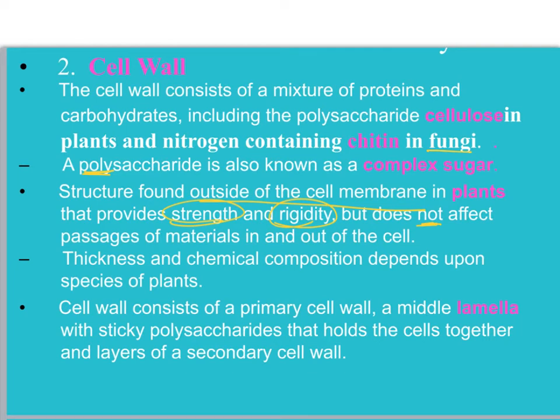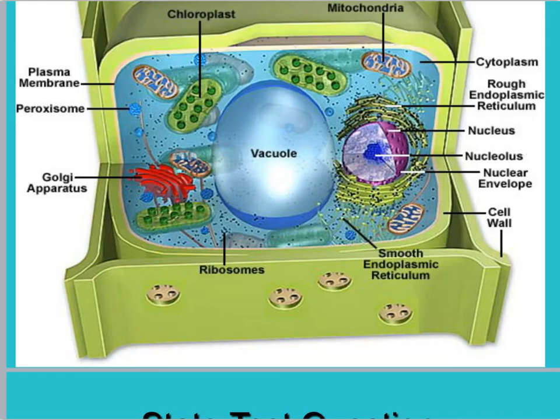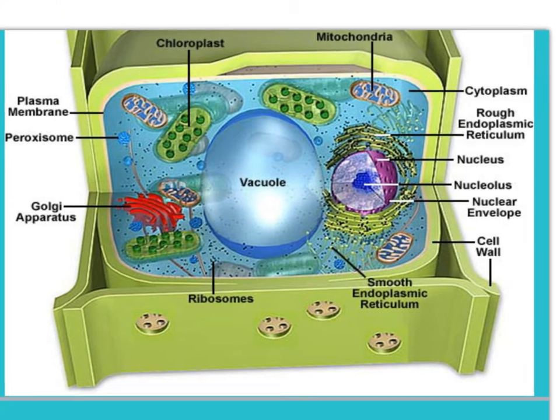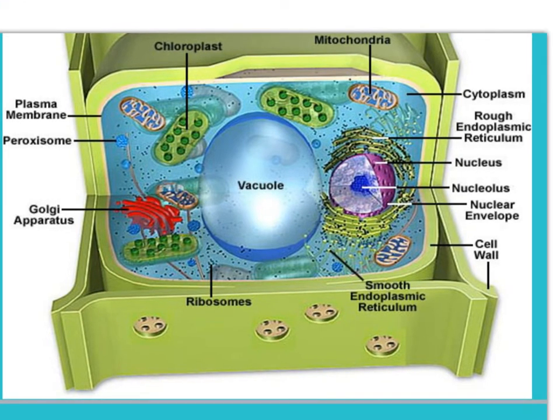Depending on how thick it is and what chemicals are in it depends on the species of plant. And so it's going to have the primary cell wall, then a middle part that's called the lamella, that has polysaccharides in it. And you probably already know that sugars are kind of sticky, so the polysaccharides are going to help it stick to the other layer, the secondary cell wall. Okay, so here's a picture of a plant cell. And you can see the kind of beige yellow. Here, let me change colors. The kind of beige yellow part here would be the cell membrane.